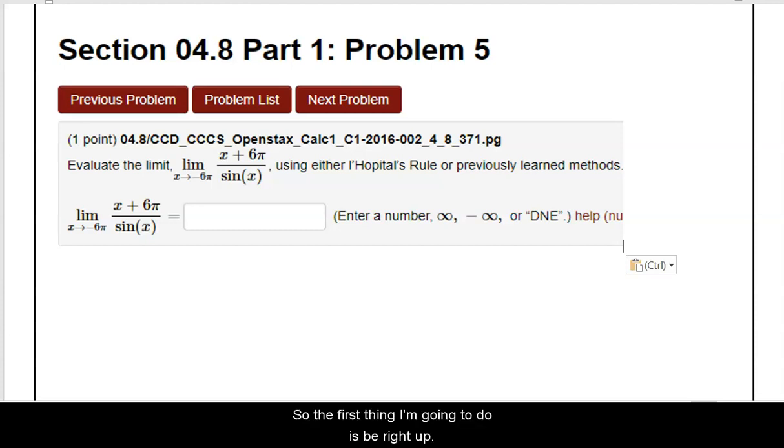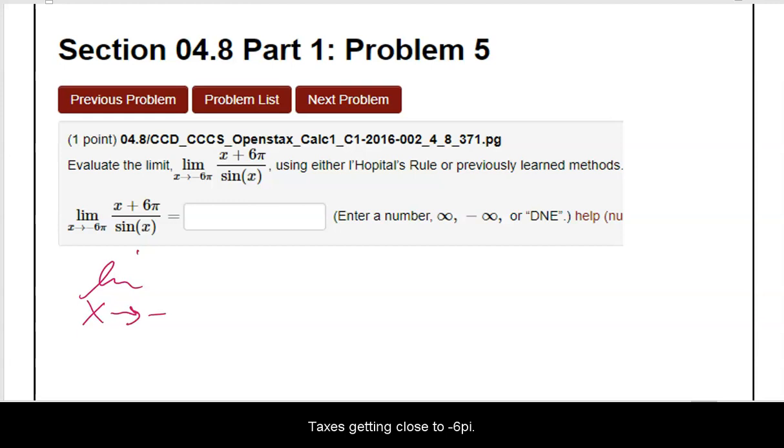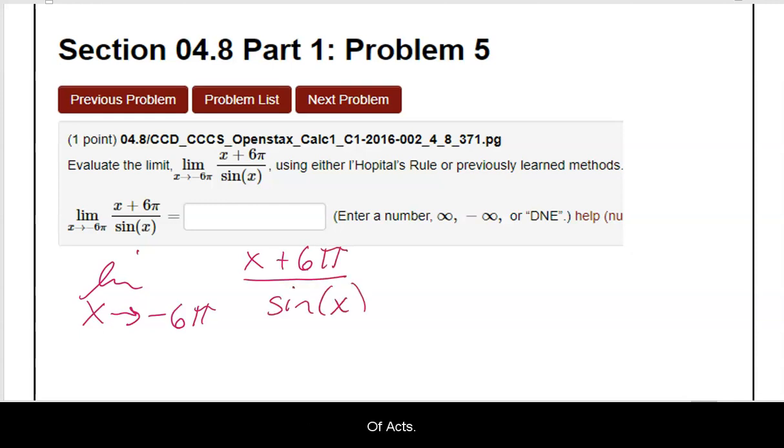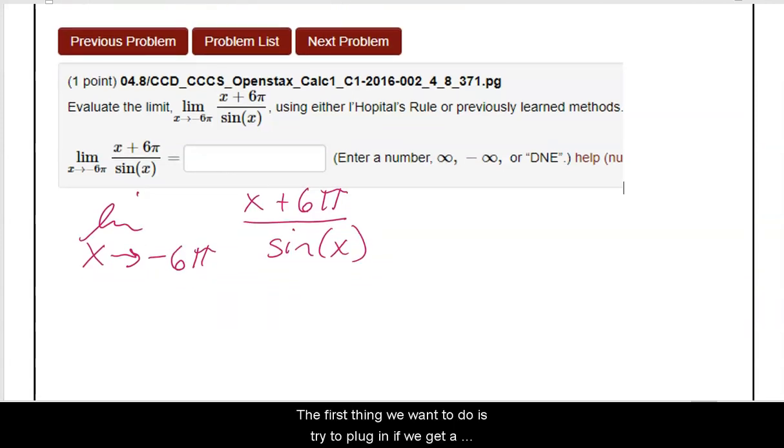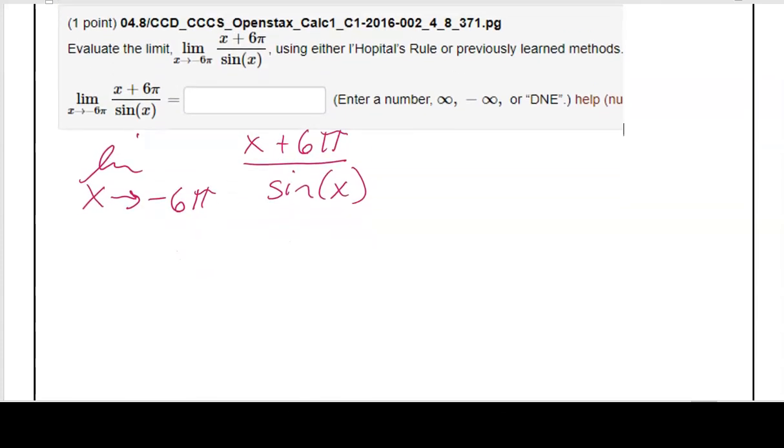So the first thing I'm going to do is rewrite it. I have the limit as x is getting close to negative 6 pi of x plus 6 pi divided by the sine of x. The first thing we want to do is try to plug in. If we get a finite real number, we're done. If we don't get a finite real number and we get an indeterminate form, we know to do L'Hopital's rule.